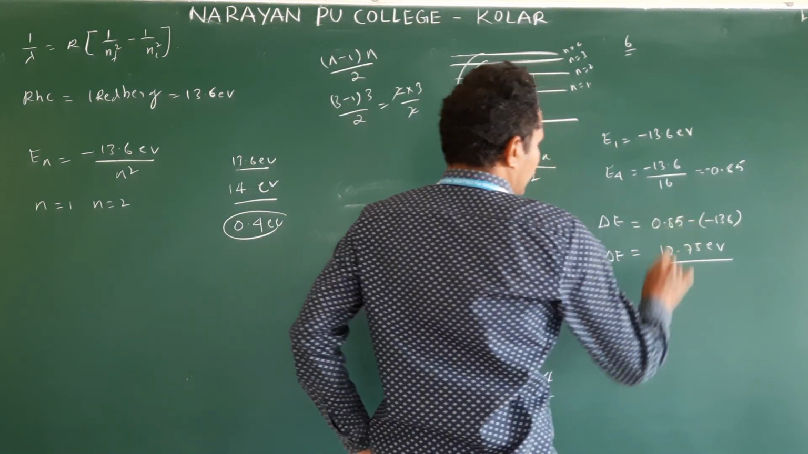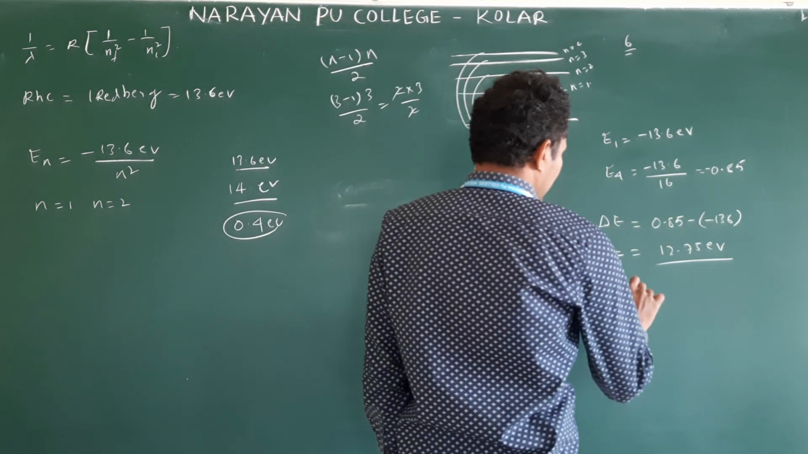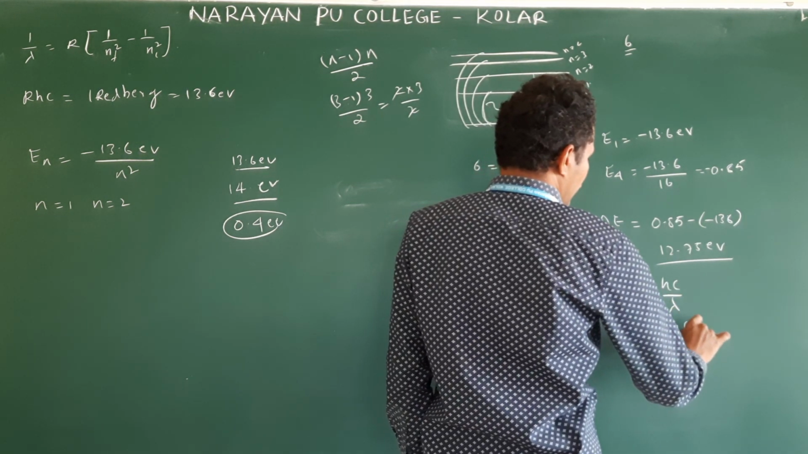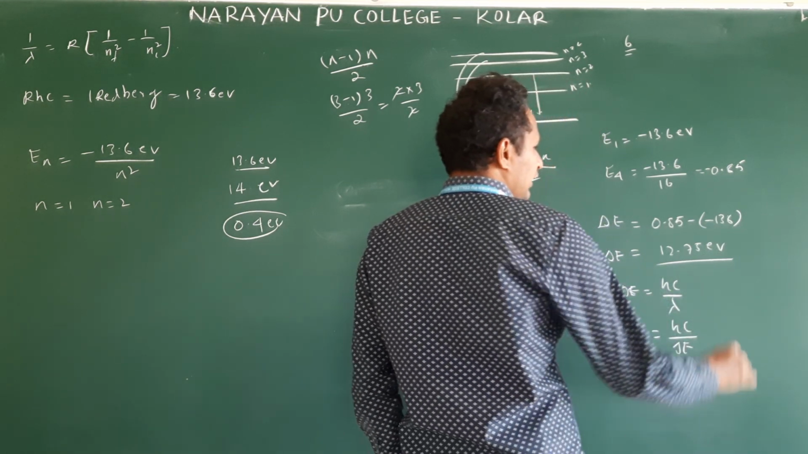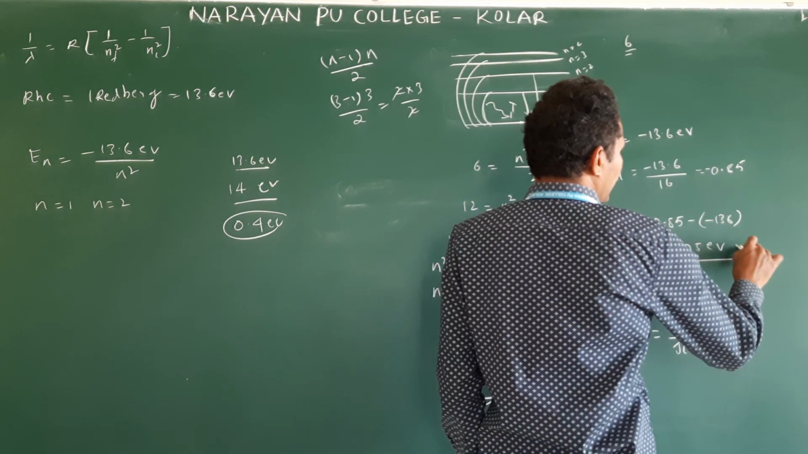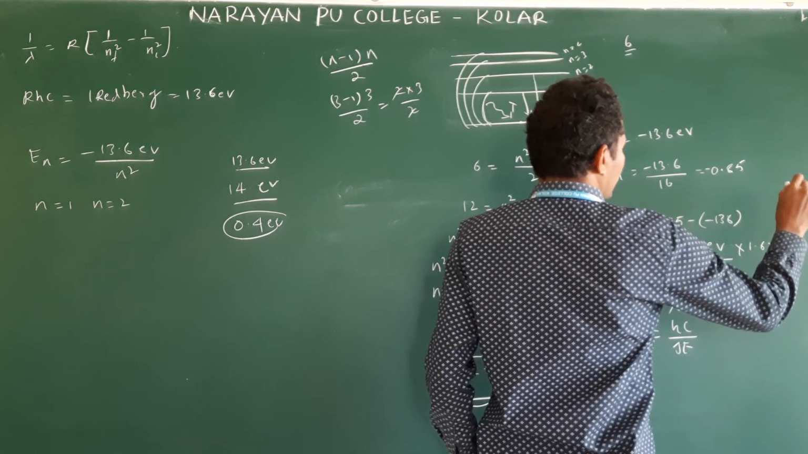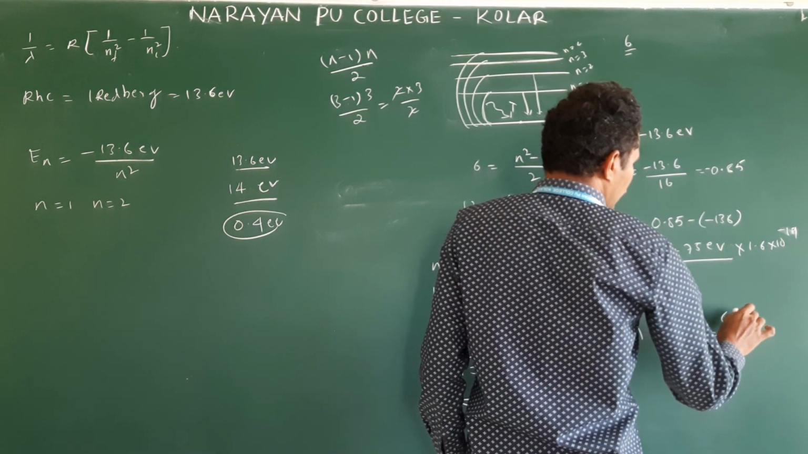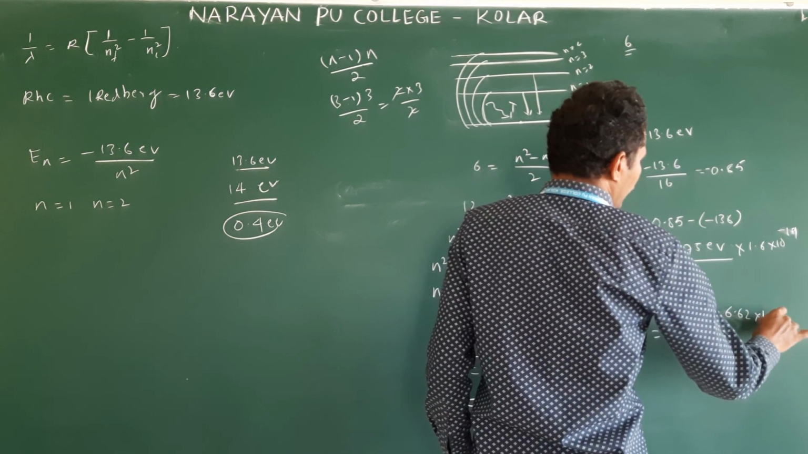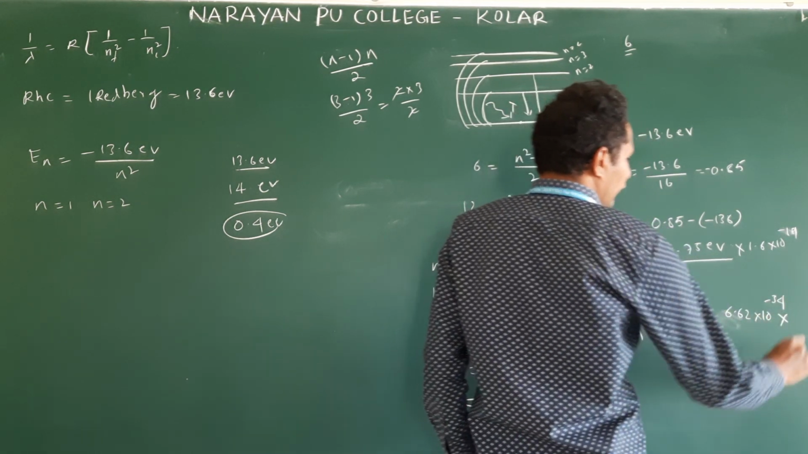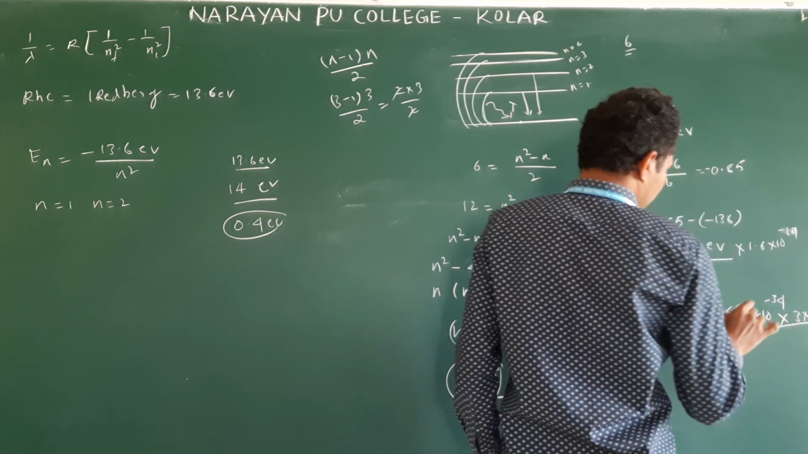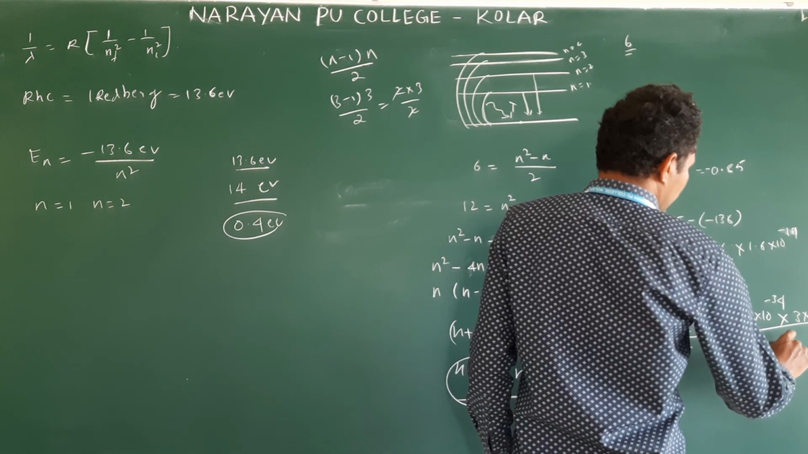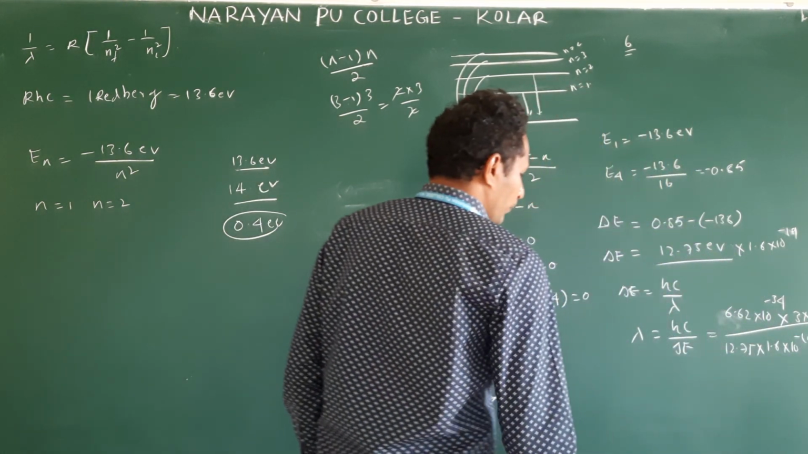Then they are asking for wavelength. Delta E, how do we write? hc by lambda. Lambda is equal to hc by delta E. This is in electron volts, convert into joules by multiplying by 1.6 into 10 power minus 19. Then this value: 6.62 into 10 power minus 34 into c value 3 into 10 power 8 by delta E value 12.75 into 1.6 into 10 power minus 19.